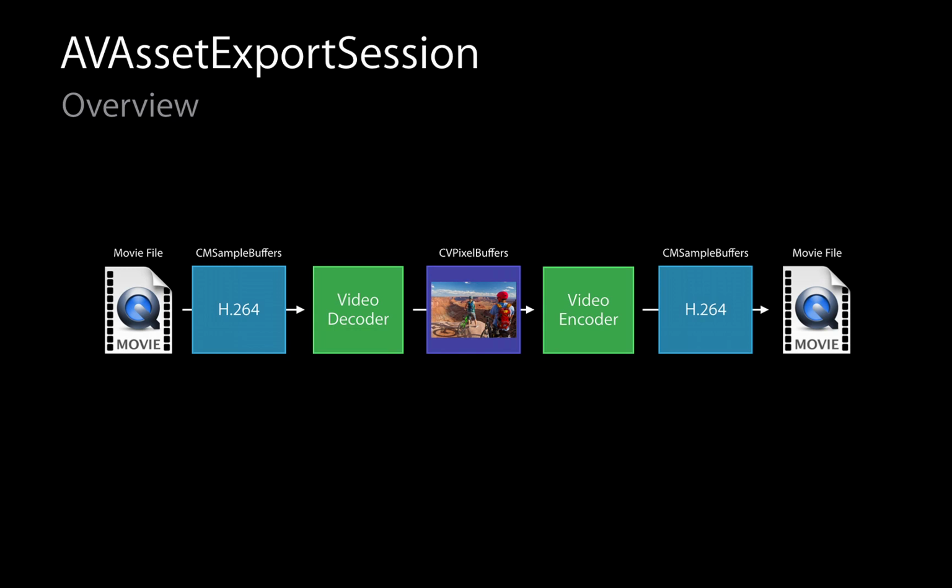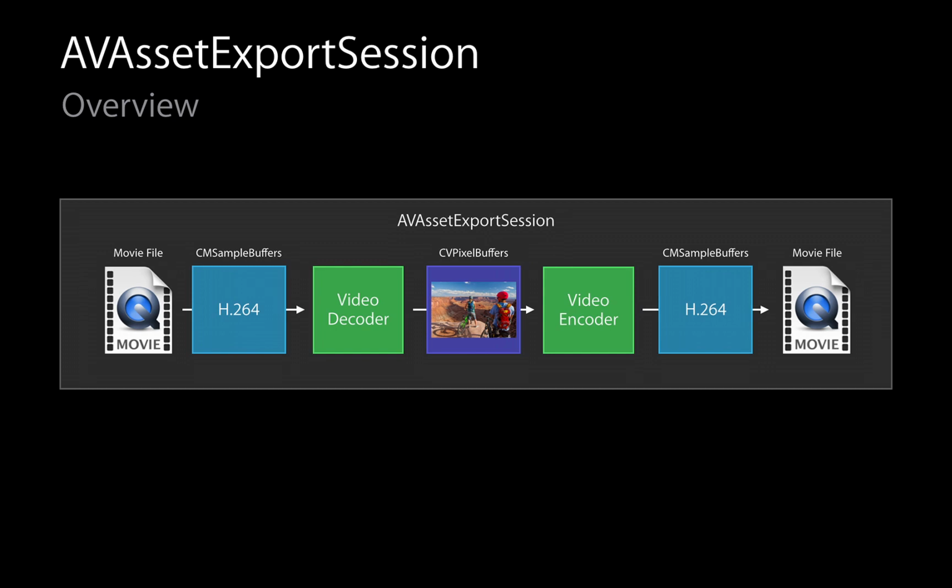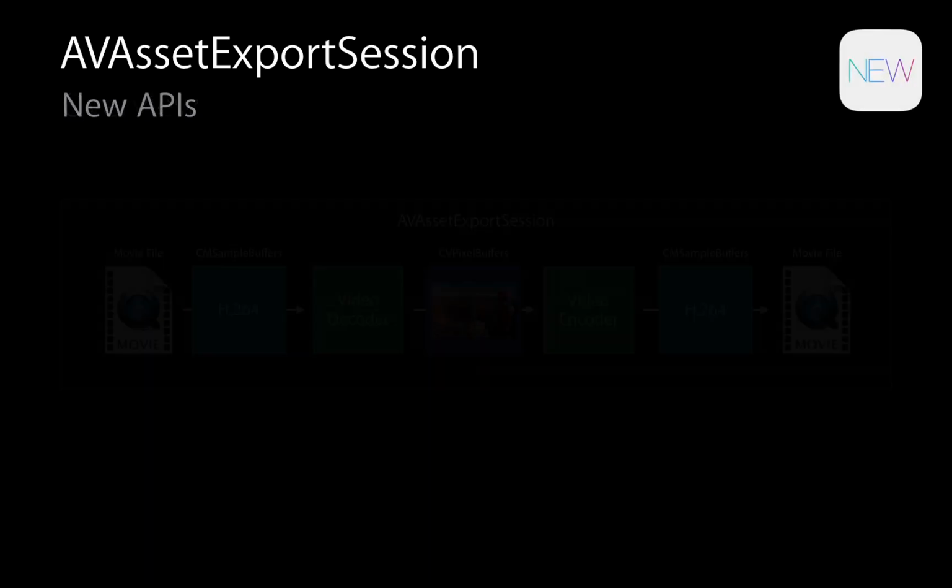First, let's go over an overview of AV Asset Export Session. In AV Asset Export Session, you're going from a source file, decoding it, then performing some operation on those uncompressed buffers, something like scaling or color conversion. Then you're encoding them and writing them to a movie file. So what does AV Asset Export Session provide? Well, it does all this for you. It's the easiest way to transcode media on iOS and OS X. So let's see what we've added here.